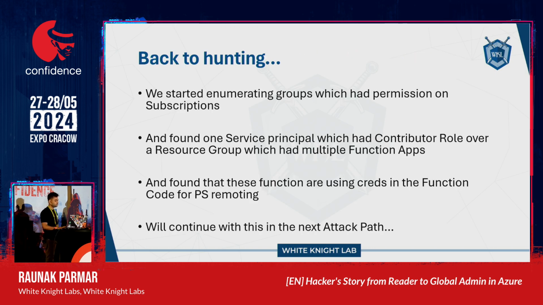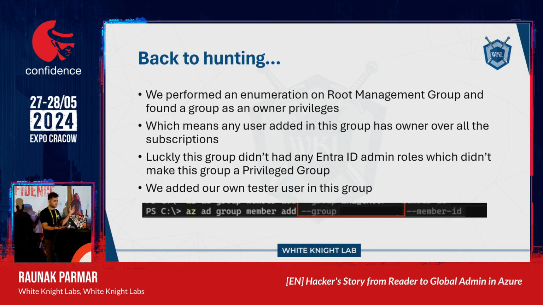That's not an issue. We continued our hunting, and this time we performed enumeration within the Azure services. Entra ID resources or Azure AD roles and subscription roles work completely differently, so we had to do enumeration two times. Within the subscriptions, we found a service principal which had a contributor role over a resource group, and that resource group had certain function apps, and those function apps were using some code which was trying to communicate with the on-prem server by PS remoting. I will hold this attack part here and come back to it in the next section.